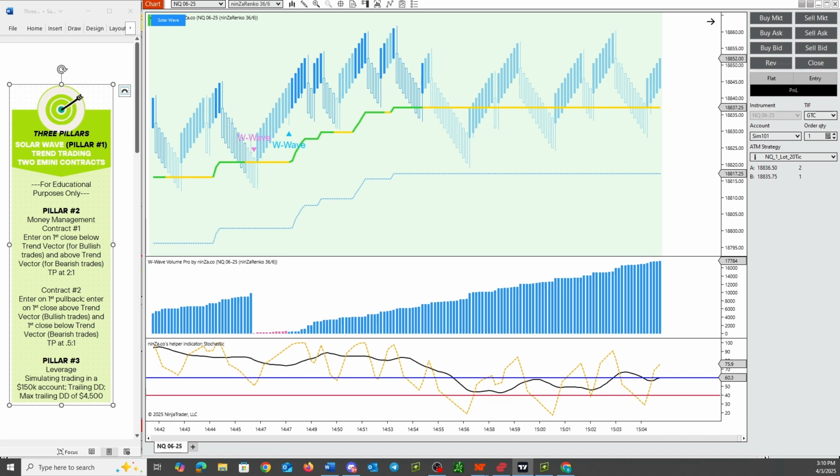Really, the high was made today at 5 o'clock Eastern time in the morning, and we've just constantly made lower highs all day long on the 15-minute chart.